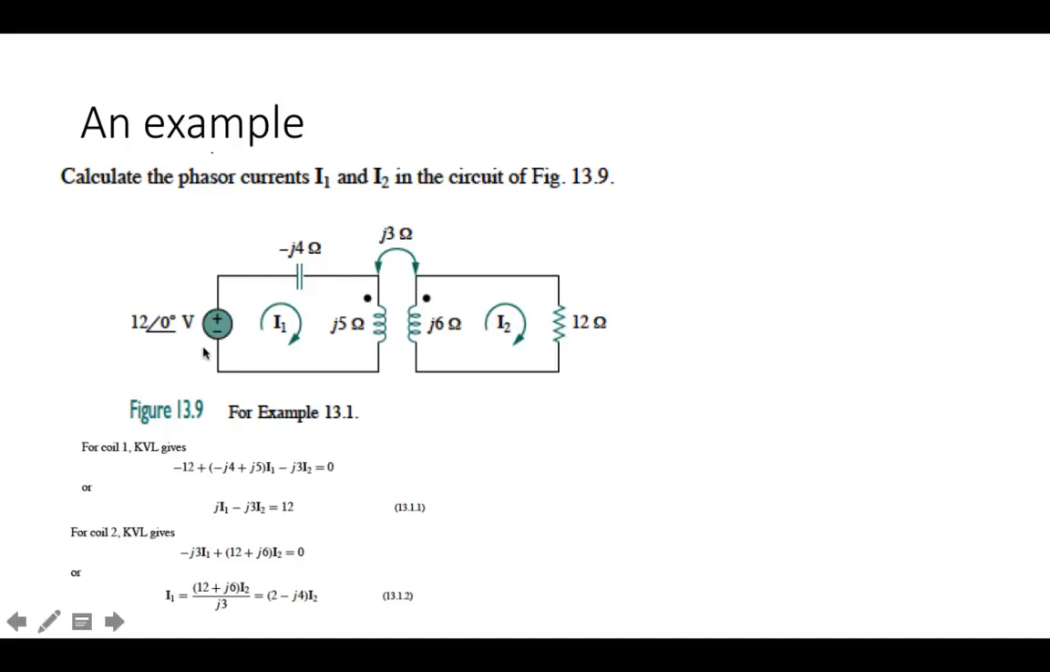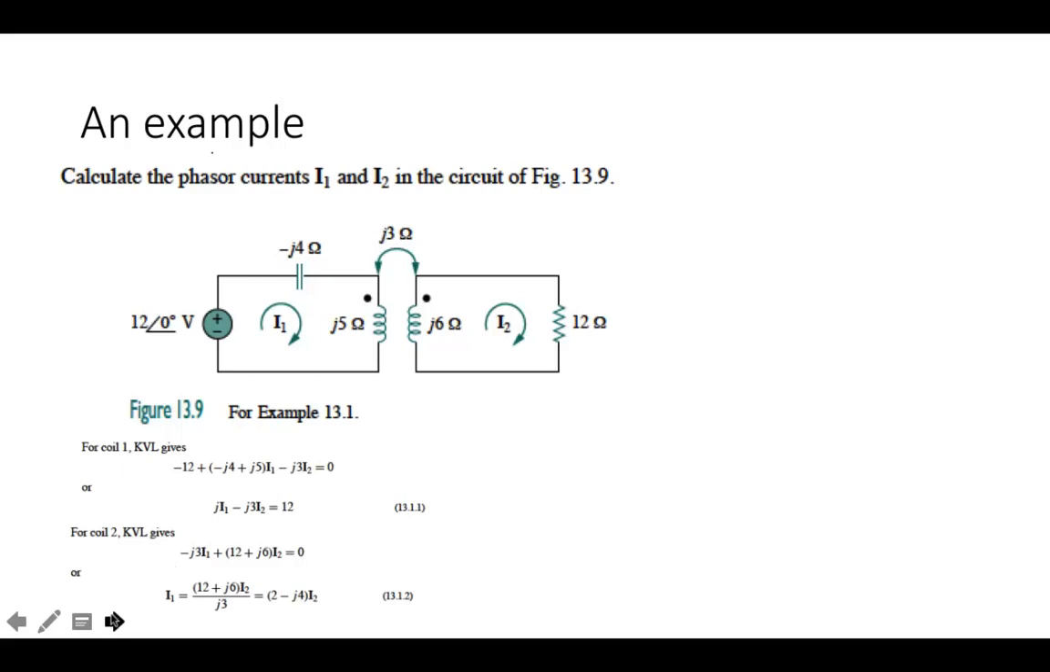So if we look at that particular equation, we have the minus J3I1, that's the mutual term, and then we have 12I2 for the drop across the resistor and J6I2 for the drop across the inductor in circuit 2. Both of those are multiplied by I2, both of them positive because they're drops. So we can rewrite this expression to put I1 in terms of I2.